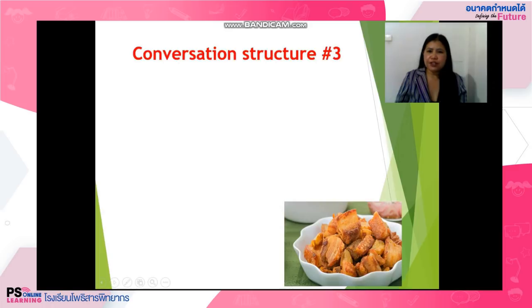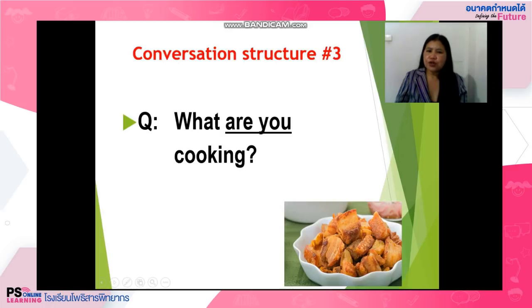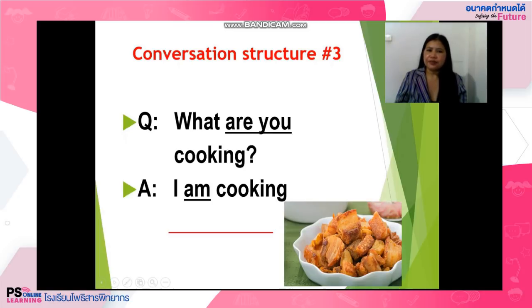Okay, so if the question is, what are you cooking? And if you are cooking this dish, what are you going to say? You have to say, I am cooking fried pork. Very good. I am cooking fried pork. So the question is, what are you cooking? The answer is, I am cooking fried pork.